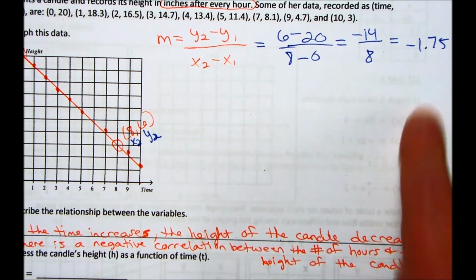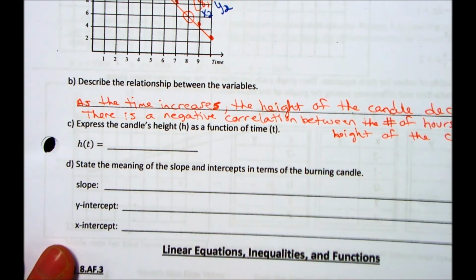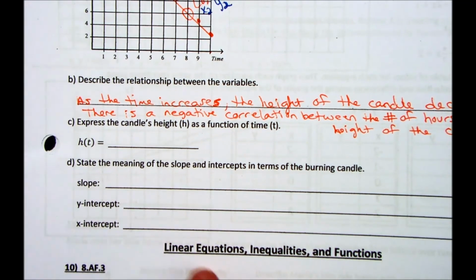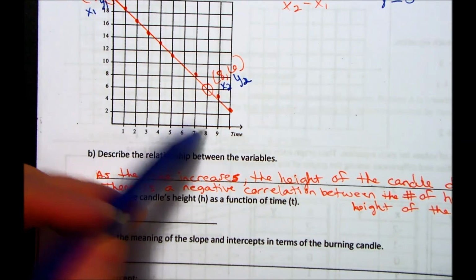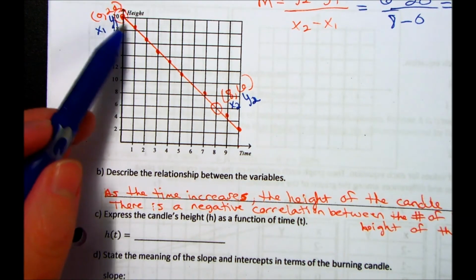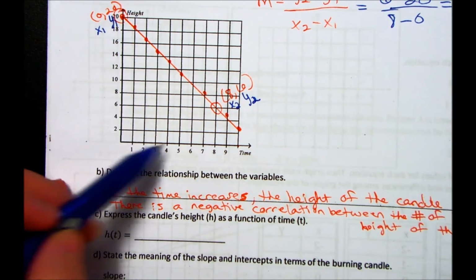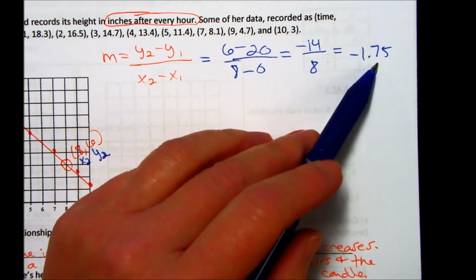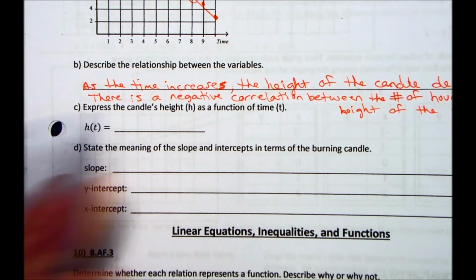So as far as describing this, that is something that they asked down here. State the meaning of the slope and the intercepts in points in terms of the burning candle. So the slope is basically representing that as time is increasing, the height of the candle is decreasing, or decreasing 1.75 inches every hour. So that's exactly what the slope represents.